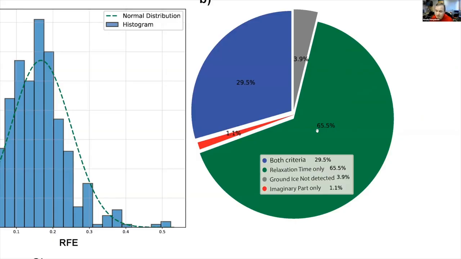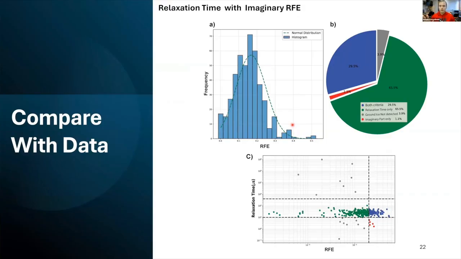And at the same time, only around 1% of the data is recognized as ground ice by just using RFE. That's because RFE only looks at two frequencies, the lowest frequency and the highest frequency. But the relaxation time looks at the whole spectra and considers every single frequency in the result. For example, if you have some clay material, RFE should not get a really good outcome for those materials.